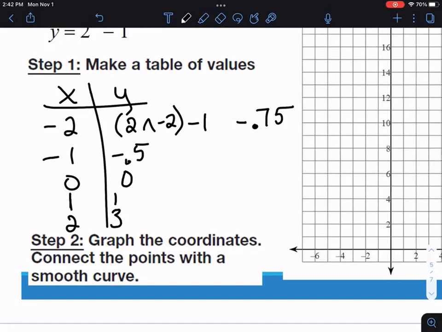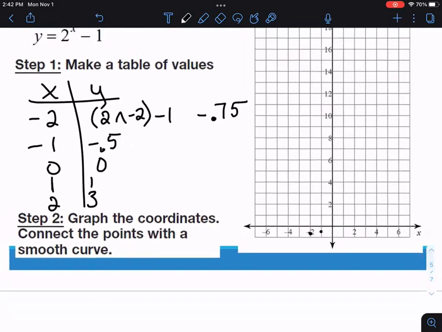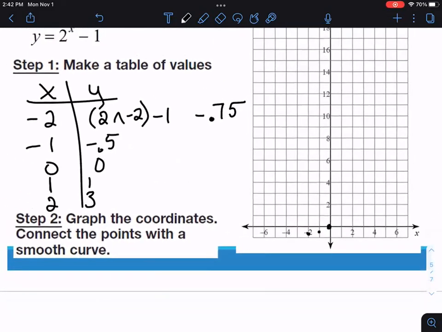Alright, so we should have ended up with -2, comma, -0.75. So that's going to be right down here-ish. Okay, I got it number 4. I make it -1, comma, -0.5, so up just a little bit higher. Then 0, 0, it's going to go through the origin. 1, 1, 2, 3.